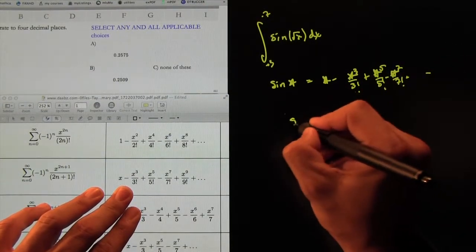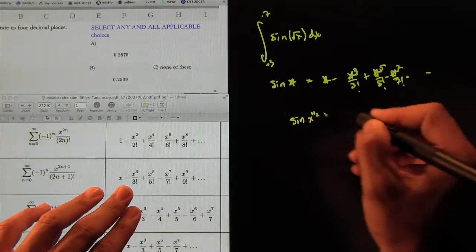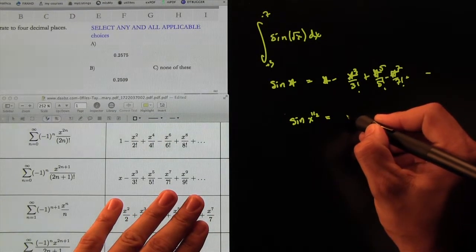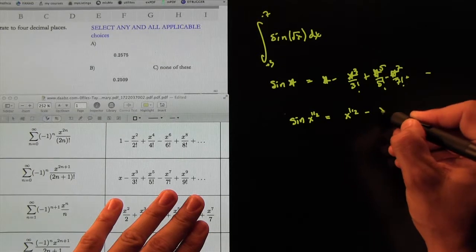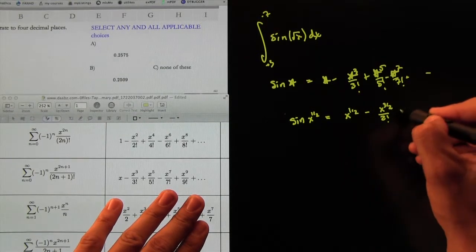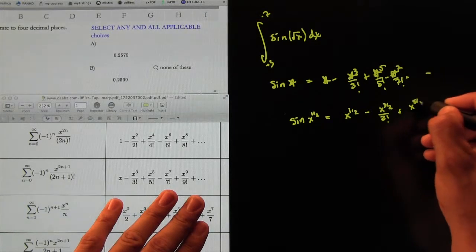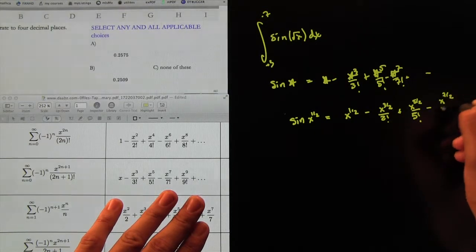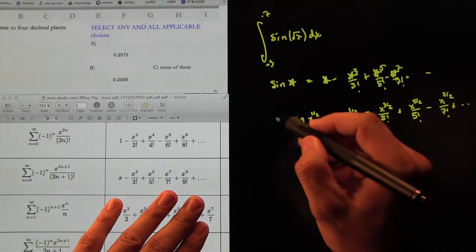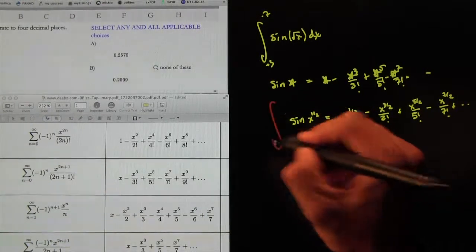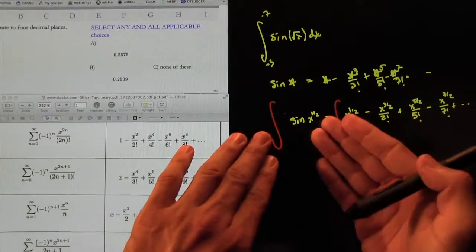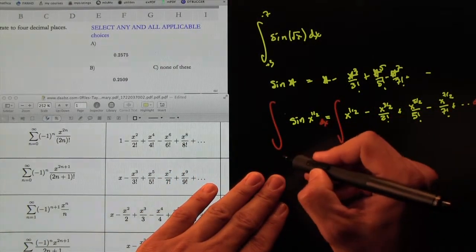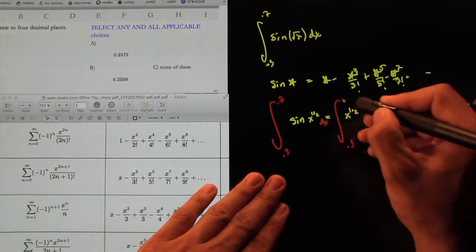So therefore, sine of x to the 1/2 would be equal to x to the 1/2 minus x to the 3/2 over 3 factorial plus x to the 5/2 over 5 factorial minus x to the 7/2 over 7 factorial, and so on and so forth. So then integrating this is not so bad now. Integrating the sine side is still nearly impossible, but this side is very doable with respect to x, evaluating from 0.3 to 0.7.